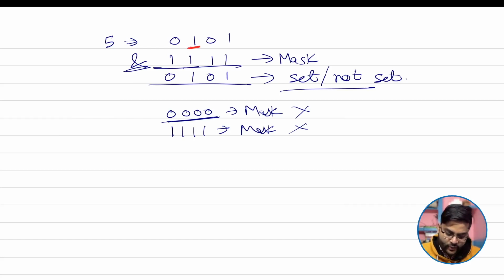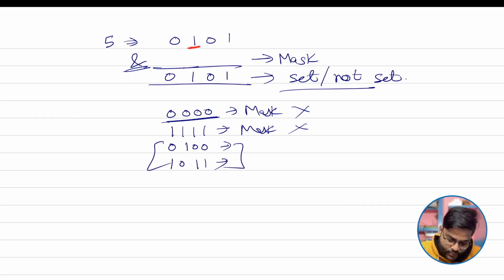Okay, so I want to check this bit whether it is 0 or 1. So what I can do, I can take, let's say, 0 1 double 0 combination. Okay, and then I will try 1 0 double 1 combination. Okay, these two combinations I will try. So let's try with 0 1 double 0 combination.